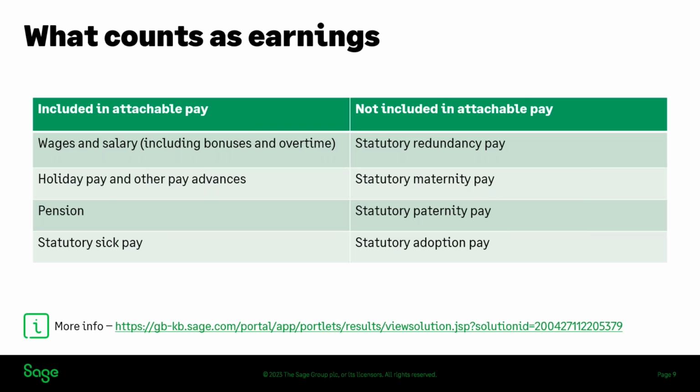So what counts as earnings when it comes to these attachments? Well, basically it is most payments that are subject to tax and national insurance that should be included in attachable pay. So that includes wages and salary, including bonuses and overtime, holiday pay and pay advances, pension payments, if an employee is being paid a pension through an occupational scheme, and statutory sick pay, which is actually the only statutory payment which counts as attachable pay.